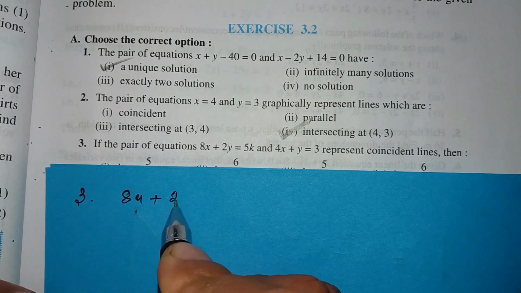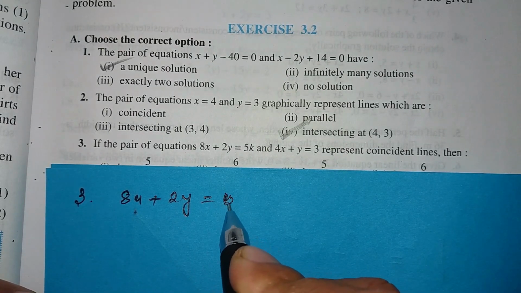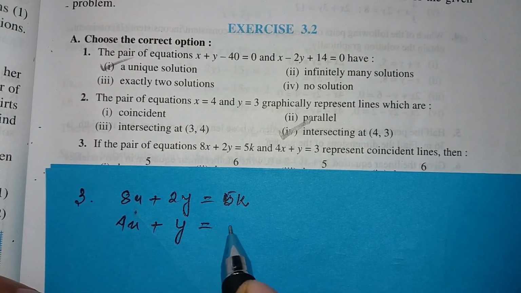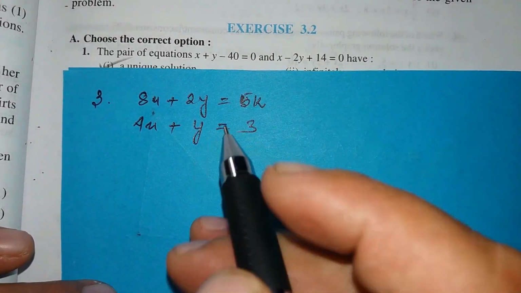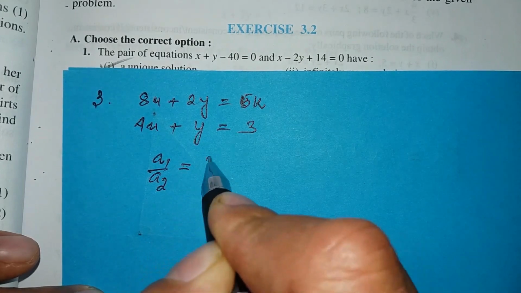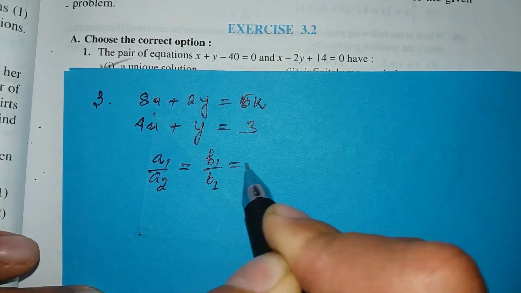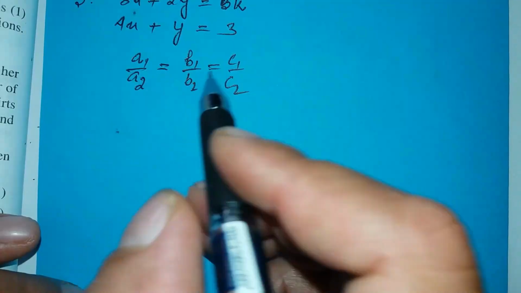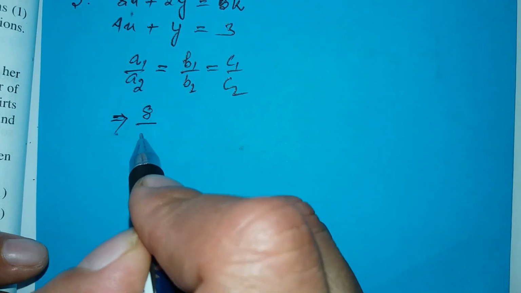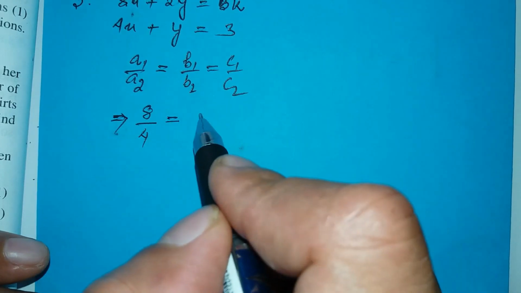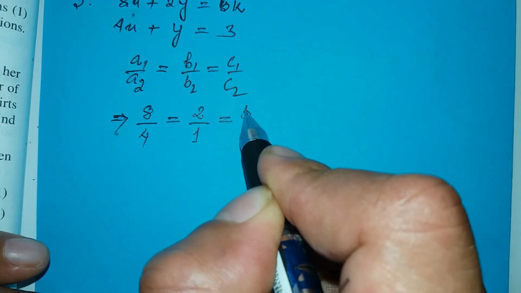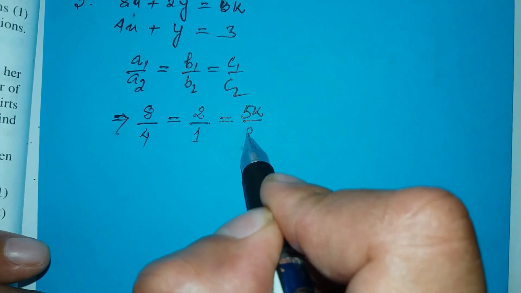8x plus 2y is equal to 5k, and another one is 4x plus y is equal to 3. Now we know that for coincident lines the condition is a1 by a2 is equal to b1 by b2 is equal to c1 by c2. a1 is 8 here, a2 is 4, and b1 is 2, and b2 is 1, and c1 is 5k, and c2 is 3.